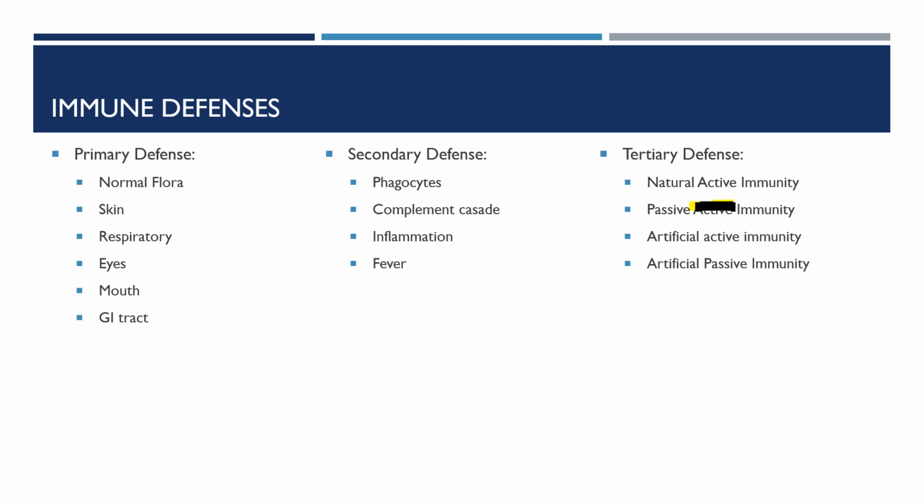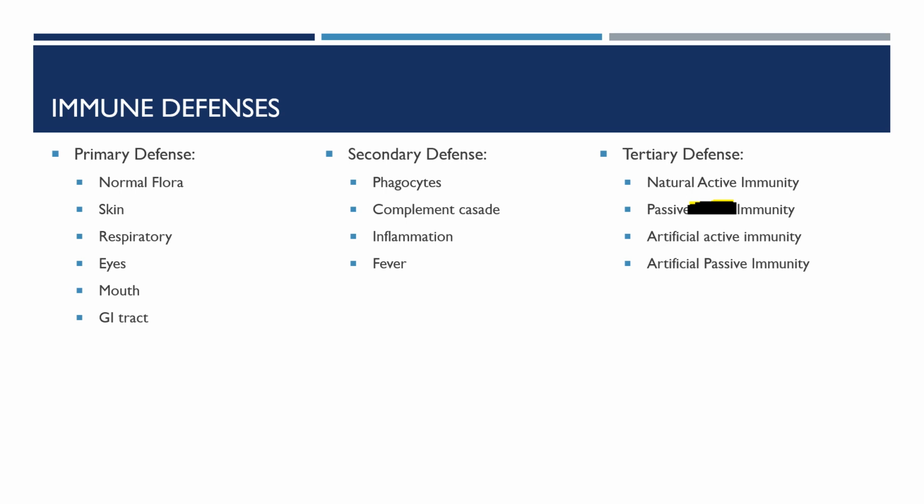It should say natural passive immunity. Okay, so this is like the natural antibodies passing from one body to another, such as breast milk or the placenta. Then you have your artificial active immunity.